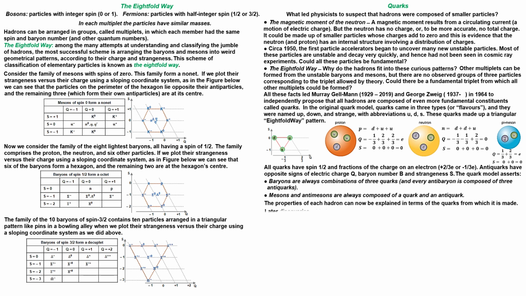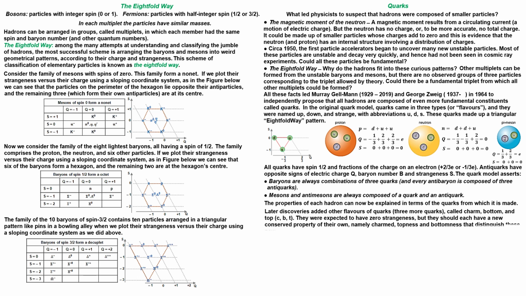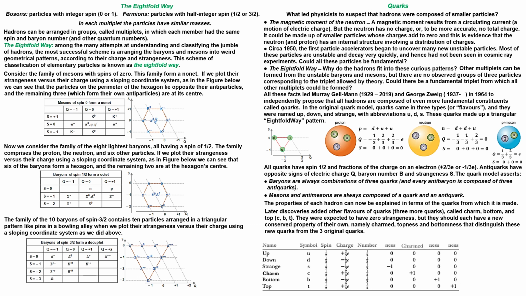Later discoveries added other flavors of quarks, called charm, bottom, and top. They were expected to have 0 strangeness, but they should each have a new conserved property of their own, namely charm, topness, and bottomness, that distinguish these new quarks from the 3 original quarks. The properties of quarks are given in the table below. There is symmetry between the leptons and the quarks in that there are 3 families of each.